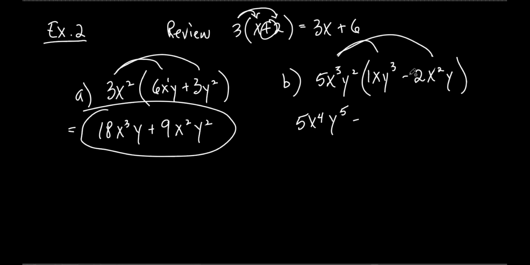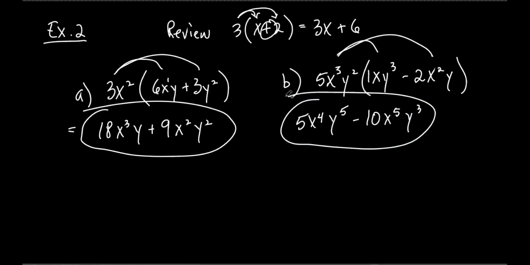All right, let's keep going. Put the minus here. 5 times 2, that's a 10. The x's, that'll be x to the 5th. The y's, that'll be y cubed, y to the 3rd. That's all you got to do. You're done. It's really not much more difficult than that part A.